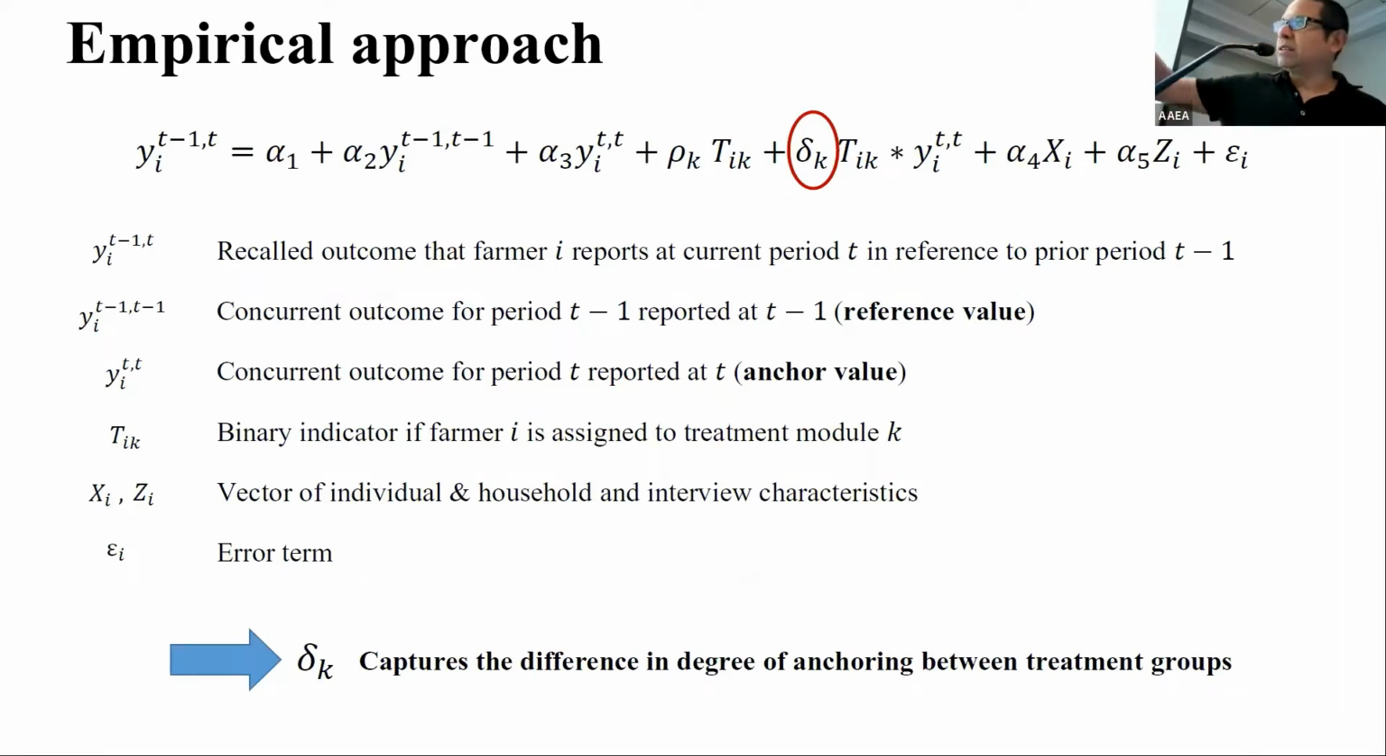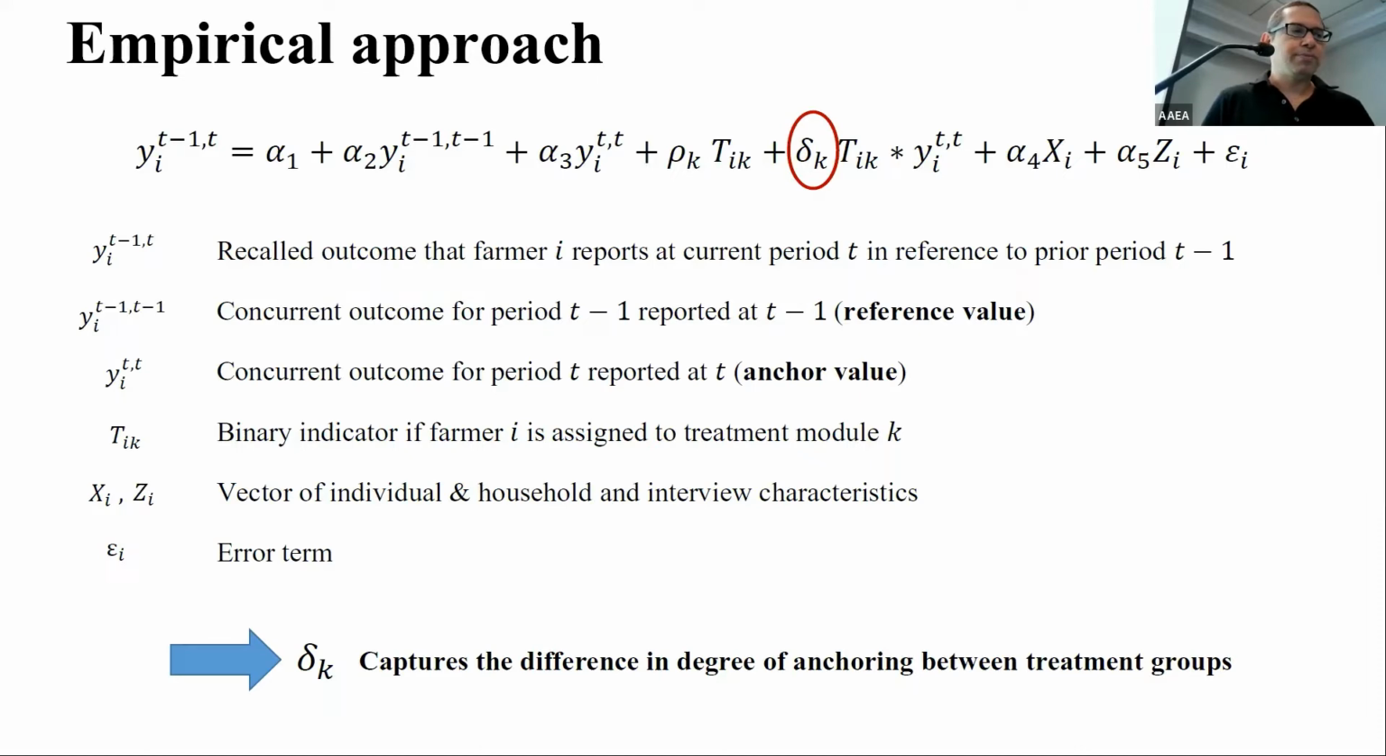Basically what we model is that the dependent variable, the recall outcome, is a function of what they reported in the previous period, which is the reference value, and what they reported in the most recent period, which is the anchoring value. We're also interested in a dummy or binary indicator that identifies the different survey designs that we use, and the interaction of that dummy variable with the anchoring value, which is what happened in the most recent period. So our parameter of interest is delta K, which captures the differences in the degree of anchoring across these different treatment modules.